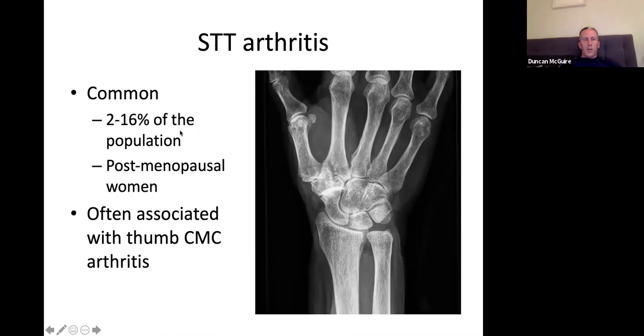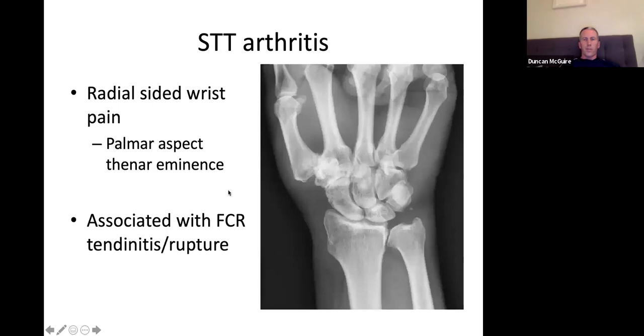It's common, 2 to 16% of the population, similar to base of thumb arthritis, and more common in postmenopausal women. The majority are not symptomatic though, very similar to base of thumb arthritis. So again, treat the patient, not the x-ray. In this case, it's mainly the STT joint involved. The CMC joint may be slightly involved, but okay, but you need to assess that as it affects your treatment. You must determine if the thumb CMC joint is involved as well, or if just the STT joint is involved.